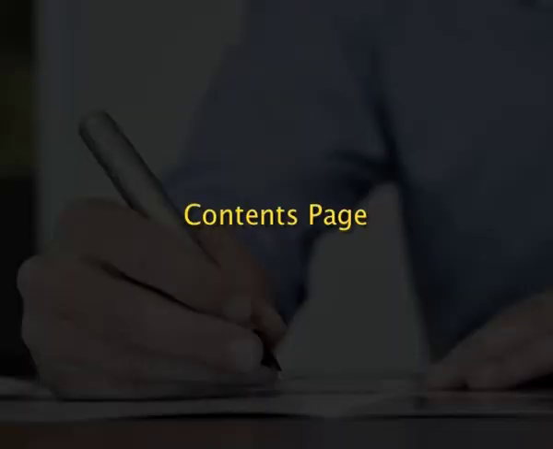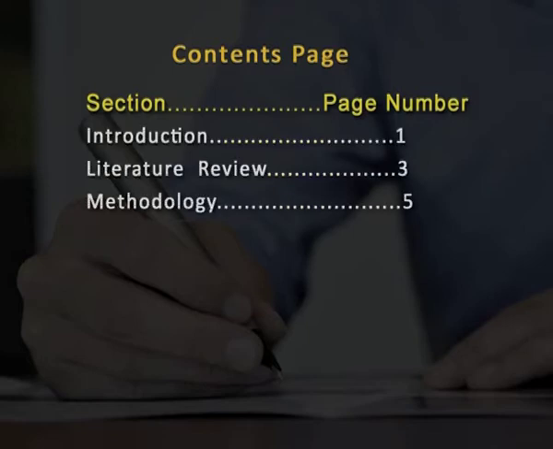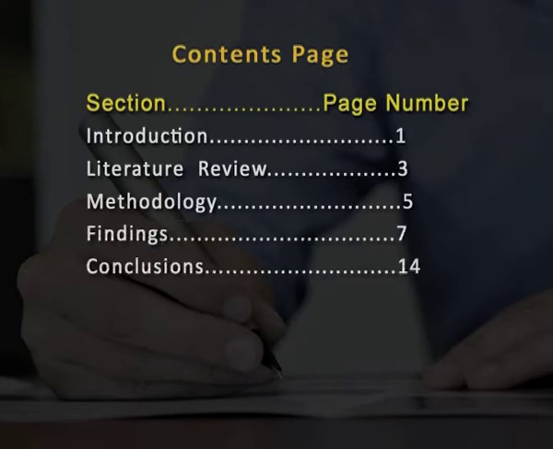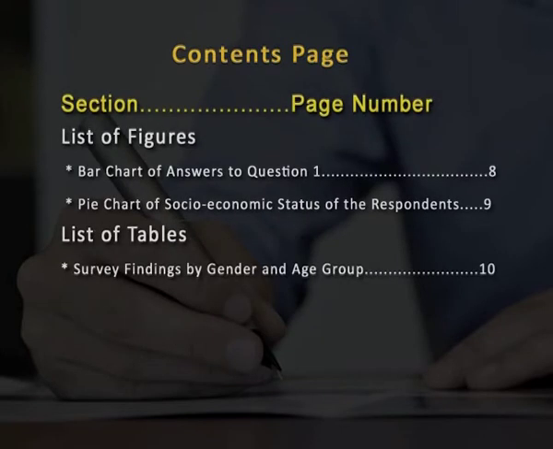The next important component of a formal report is the contents page. You can have a look at this contents page on this slide. It is divided into two columns, section and page number. The first one is introduction, then literature review, methodology, findings, conclusions, recommendations, appendices, bibliography, list of figures, list of tables if any, along with the page numbers.